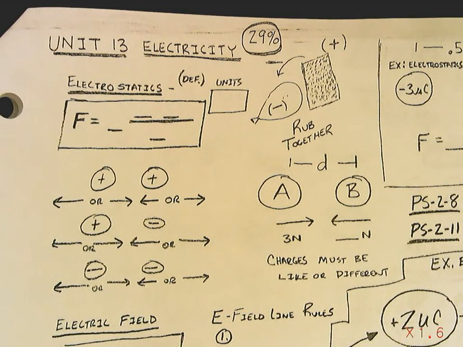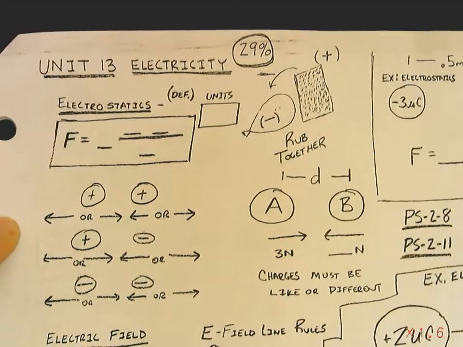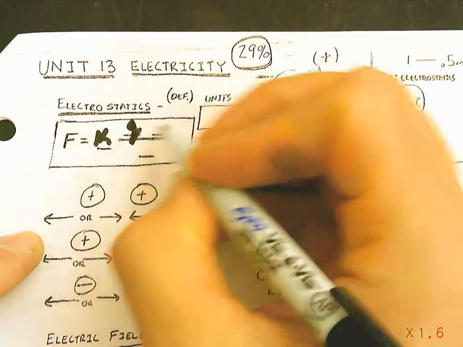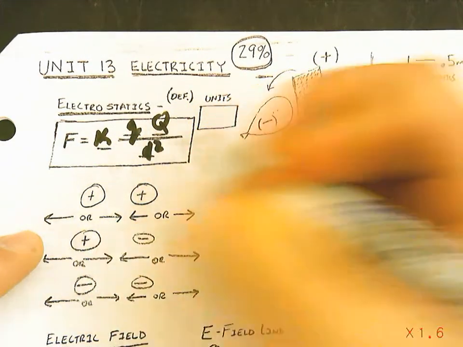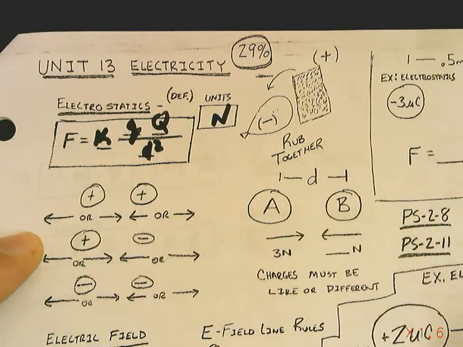Okay, we got unit 13, electricity. This is our last unit here for the second semester study guide. Start with some equations. F equals K, little charge, big charge, over d squared. That's called Coulomb's law. The units for that will be newtons as you're solving for force.